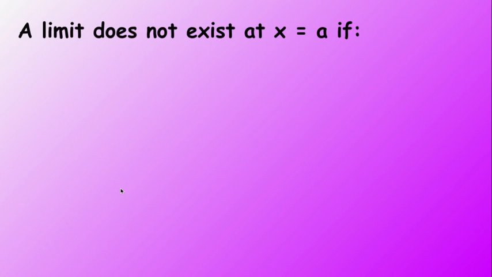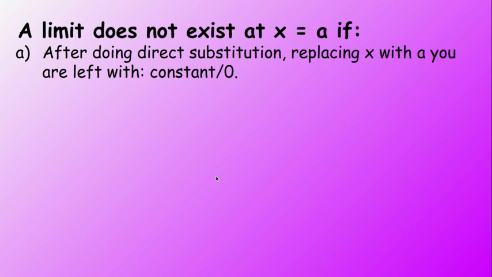All right, so now we're going to recap. So a limit does not exist at x equals a if any of the following happen. All right, so if after doing direct substitution, replacing x with a, you're left with a constant divided by 0. Okay, we know that to mean undefined, but in terms of limits, it would also mean that the limit does not exist. So this would only happen with functions that are fractions. Right? But if you happen to get this, a constant divided by 0, we would say the limit does not exist.